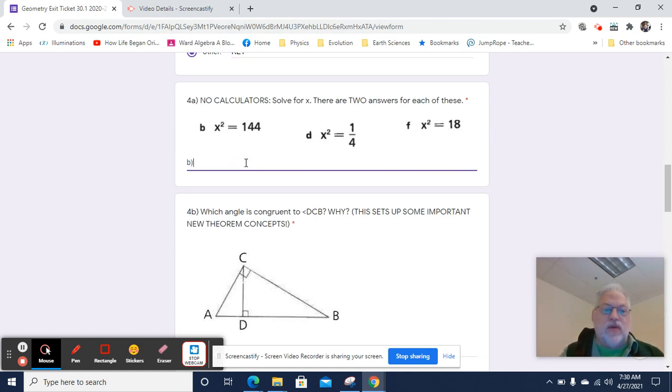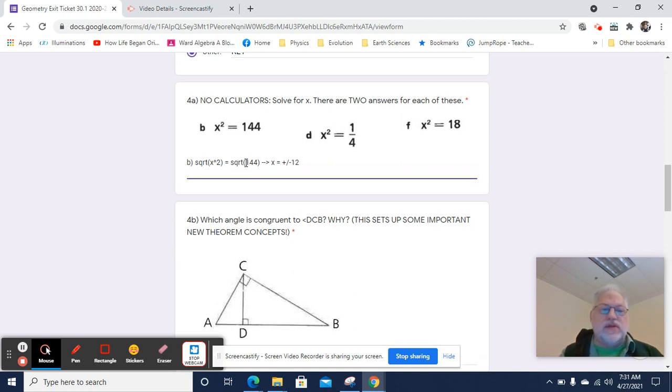So for B, we're going to have x squared equals 144, and to solve that, we want to get the square root of both sides. The square root of x squared is just x, and the square root of 144 is plus or minus 12. That one's easy peasy.